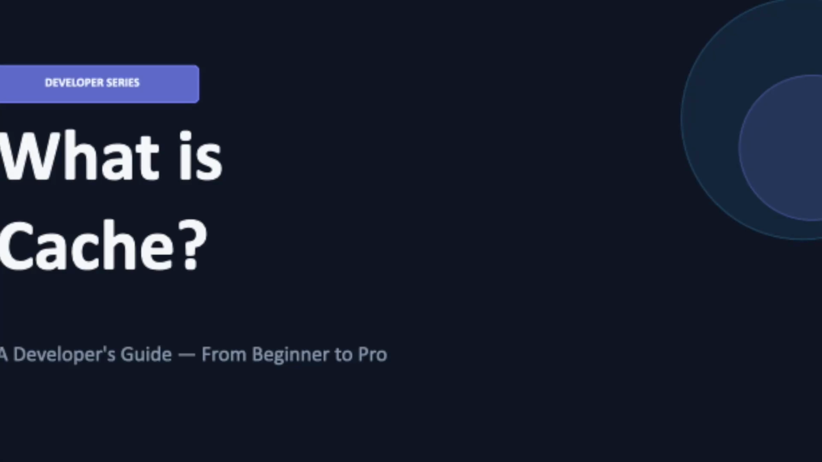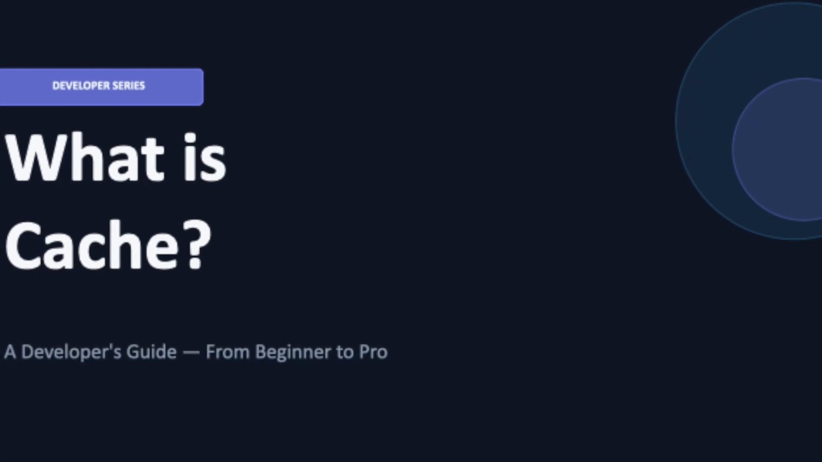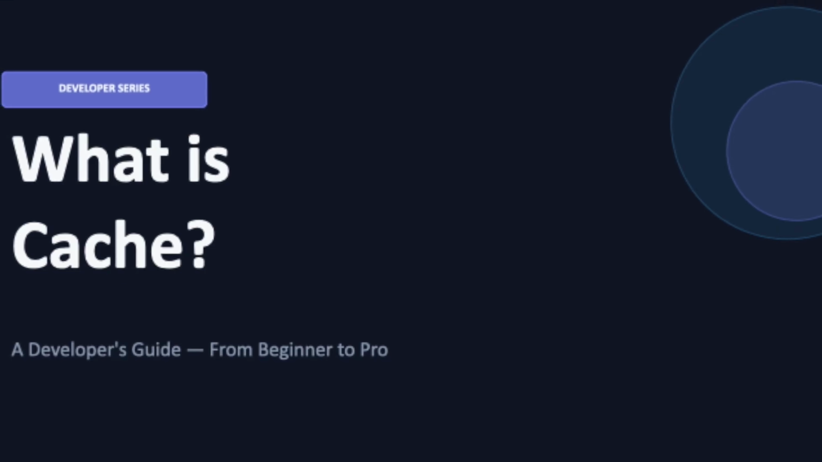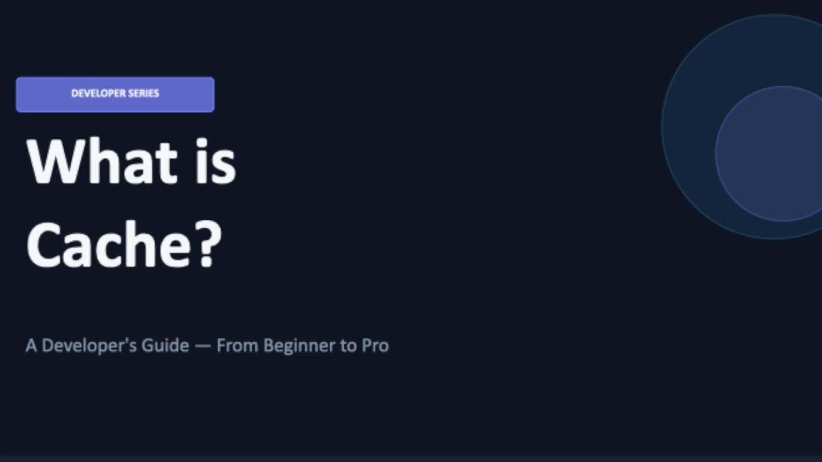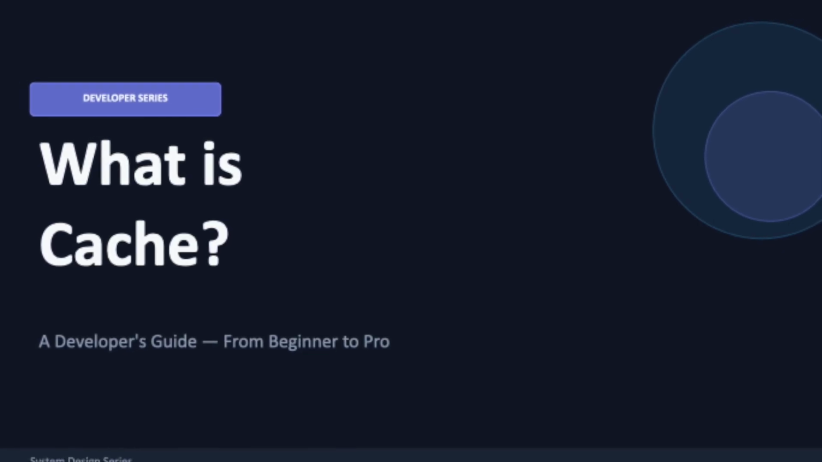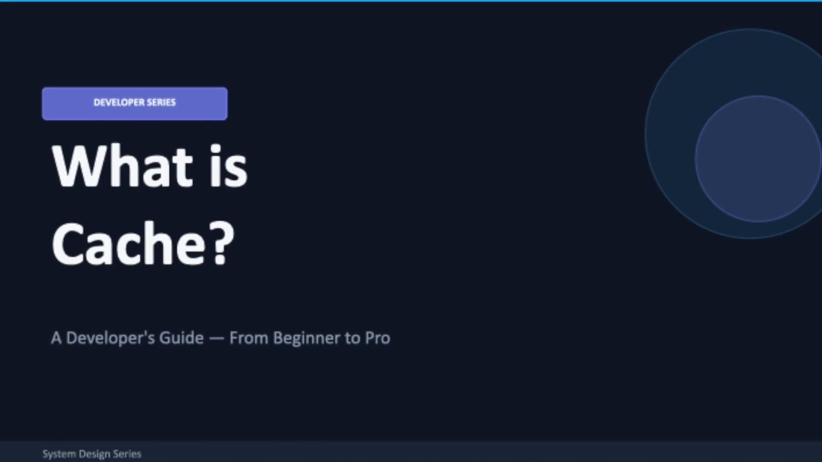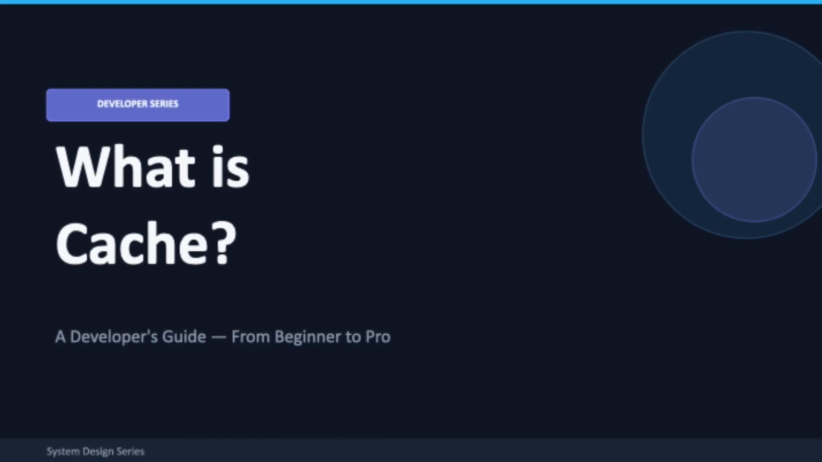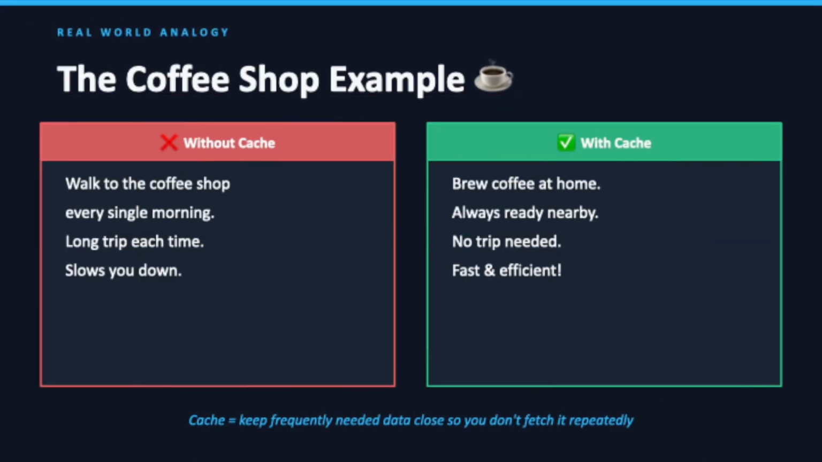Hey everyone, today we are going to talk about one of the most commonly used concepts in software engineering, something you will find everywhere from your browser to large scale backend systems. The topic is cache. By the end of this video, you will know exactly what cache is, how it works, and how it is used in real production systems.